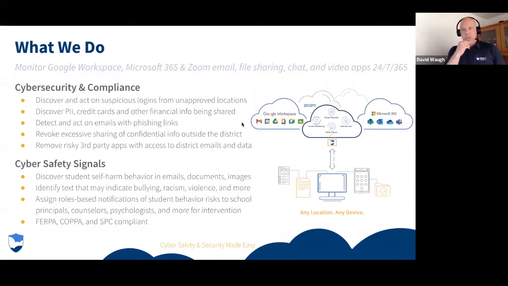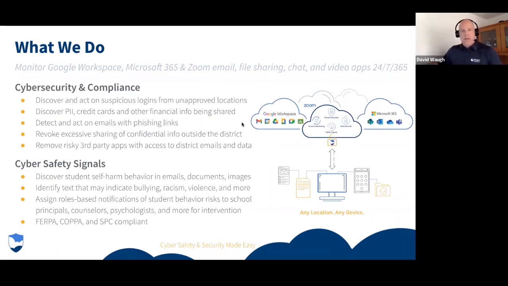So what we're doing specifically here at Managed Methods is monitoring and enforcing security rules and controls around Google Workspace, formerly known as the G Suite for Education, Microsoft 365, and Zoom video communication, Zoom Meetings. And specifically diving further into that, getting into the email, the file sharing, the chat, the video communications, environments like we're in right now.